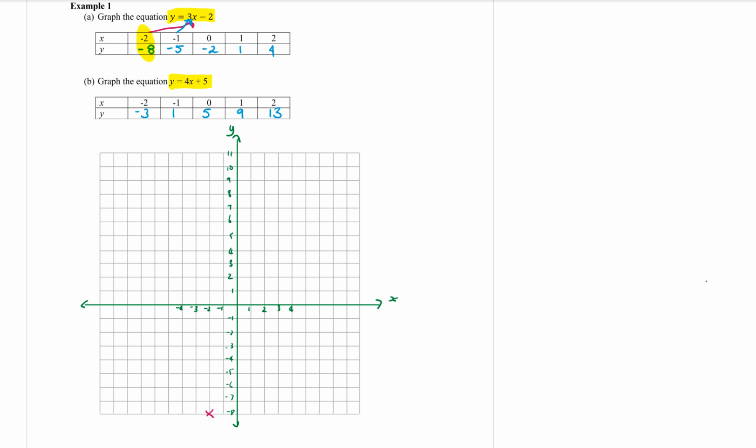So x is -1 and I go down to -5. The third one is 0, -2. So 0 is right in the center, -2 underneath. Next one is x is 1, y is 1.